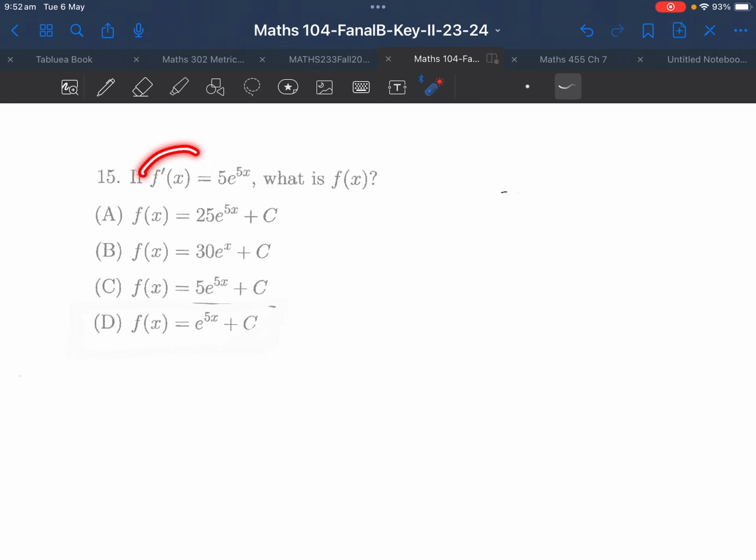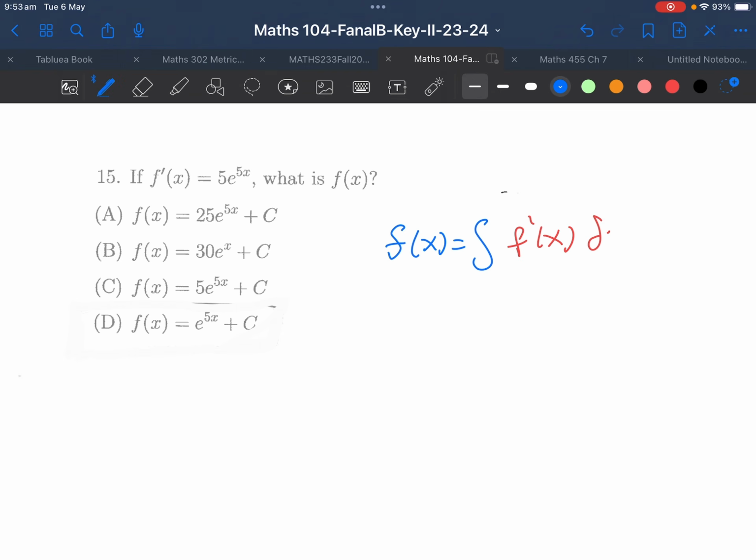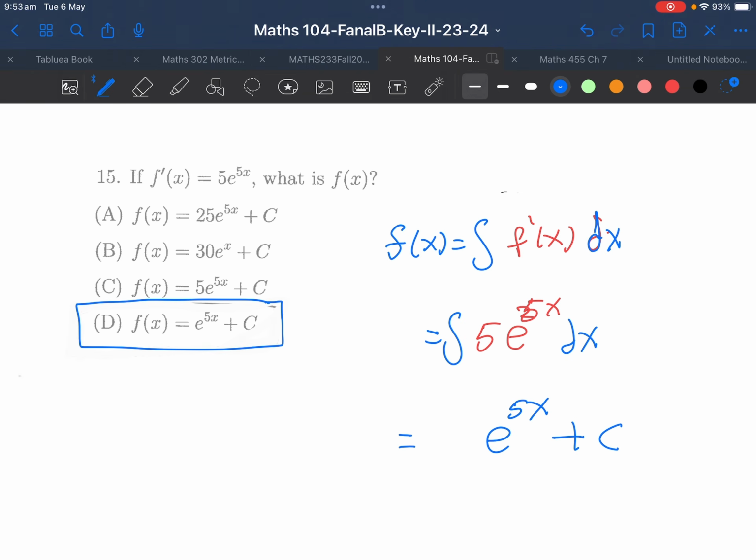Last thing is, I'm giving you the derivative and I'm asking you about the original function. How do we find the function if we are given the derivative? So f of x would be just the integral of the derivative that is given to me. So the integral of 5e to the 5x dx is e to the 5x. You divide by 5, but there is a 5. So it will just be e to the 5x plus c, and the answer is D.